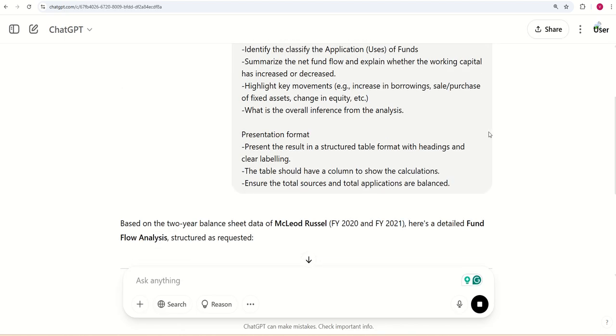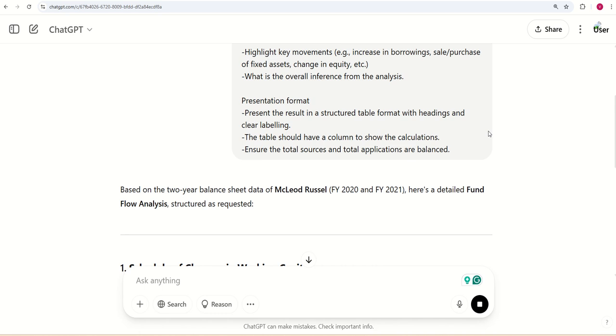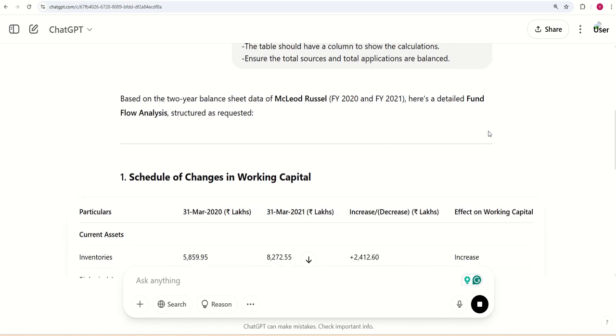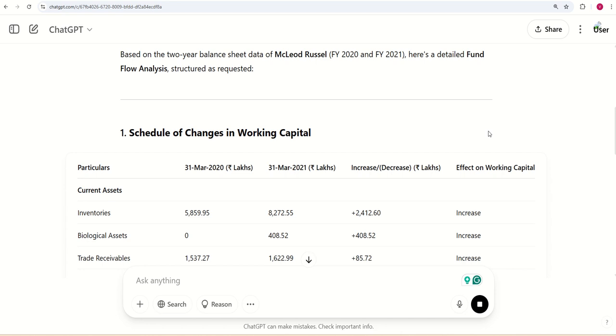This fund flow application, or fund flow tool, is a very powerful analysis to understand what the company is doing in its balance sheet, whether it is increasing debt, decreasing debt, increasing its fixed assets, whatever. Okay, let us go to the results.